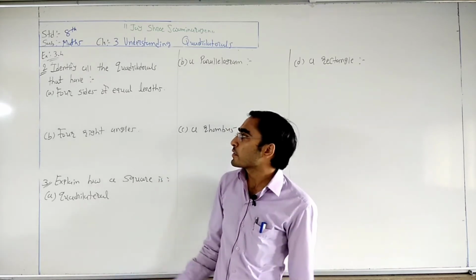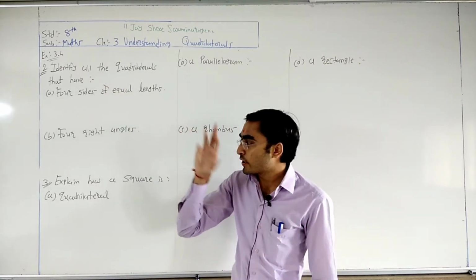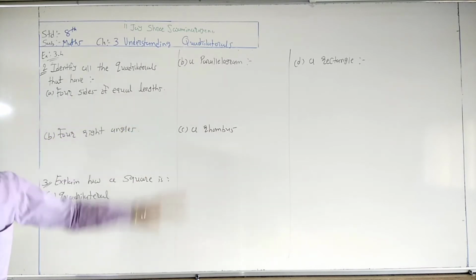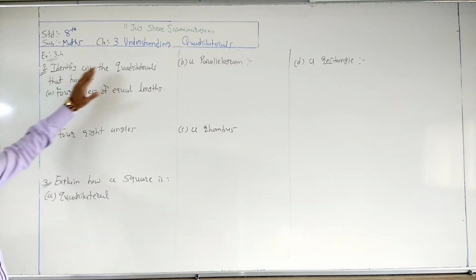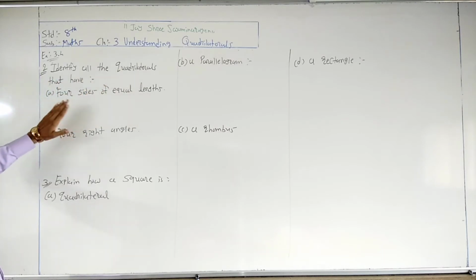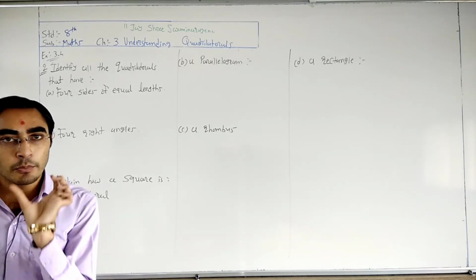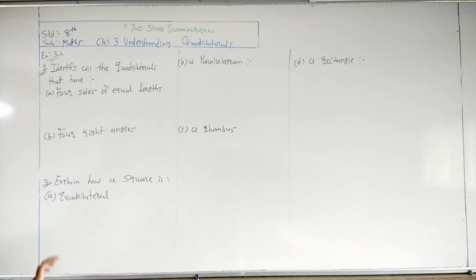Then next is question number 2. First of all, read this question. Identify all the quadrilaterals that have 4 sides of equal lengths and 4 right angles. So two internal questions are there. Here we need to write the name of the quadrilateral which has 4 sides of equal lengths.